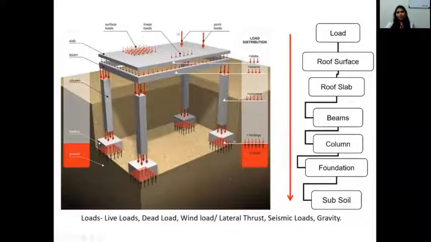कि लोड टॉप सरफेस से या रूफ सरफेस से सॉइल हार्ड स्ट्राटा तक या सब सॉइल तक कैसे जाता है, इसका एक पाथ दिखाया गया है. So likewise, we will try and analyze how each member undergoes loading and how each member needs to be designed cautiously for its reinforcement as well as concrete. Okay.